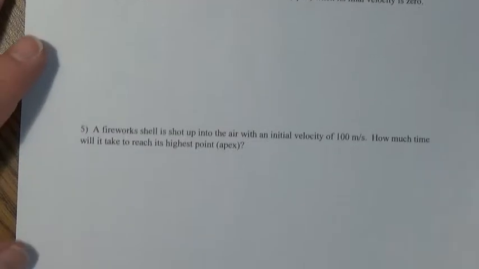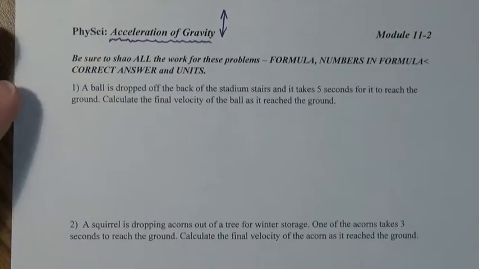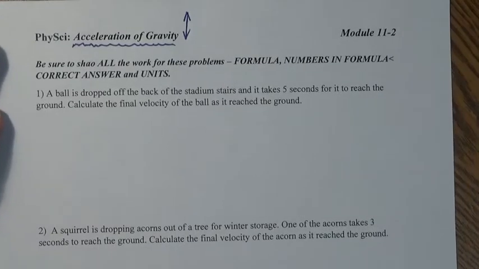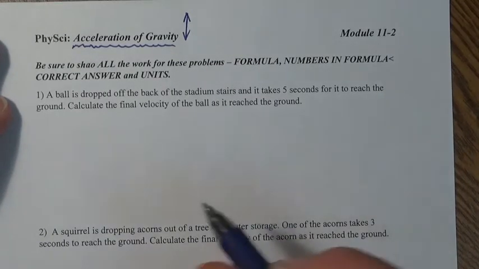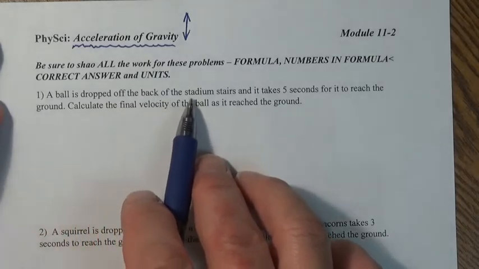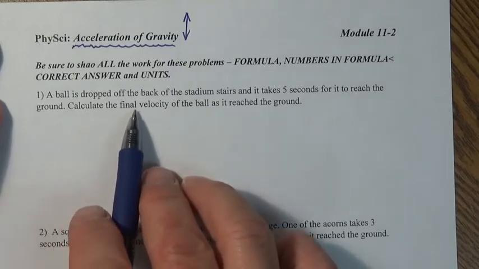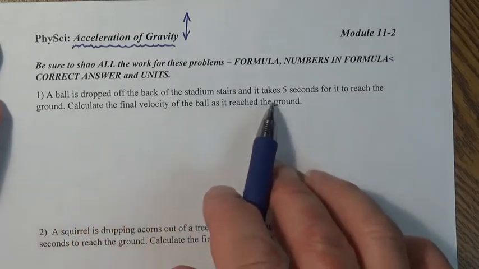There are 6 questions on this worksheet. I'd like to do at least 2 of them with you, so that you got a good foundation and know what to look for. Now, you got a ball that's being dropped off the back of the stadium stairs, and it takes 5 seconds for it to reach the ground. Calculate the final velocity of the ball when it reaches the ground.